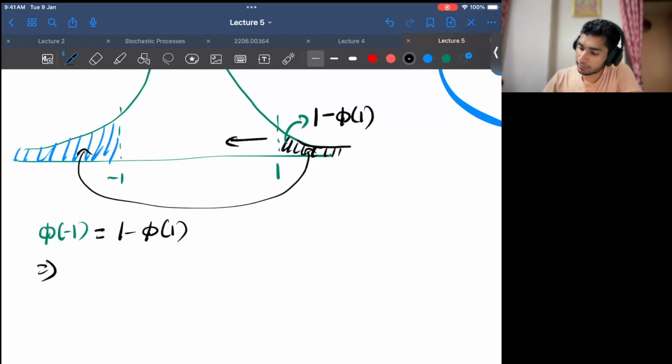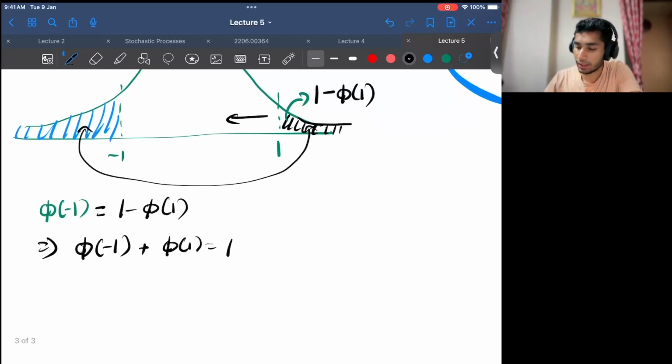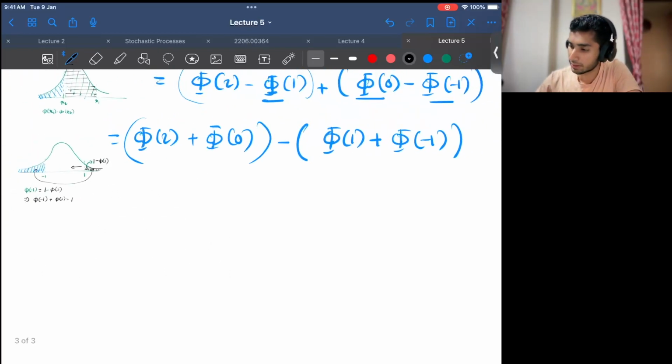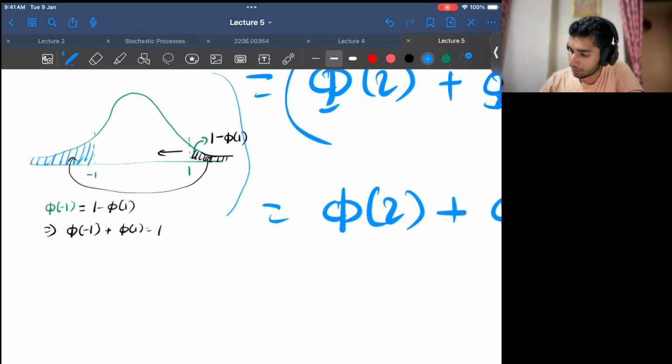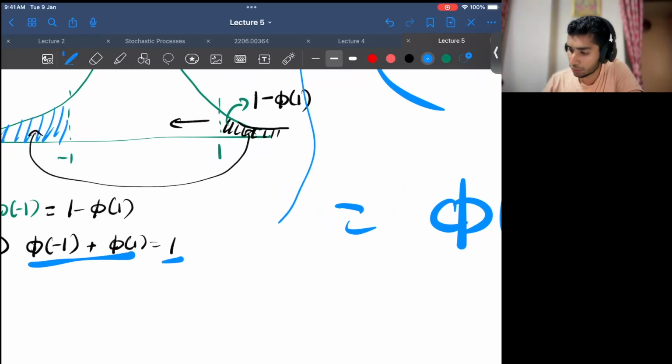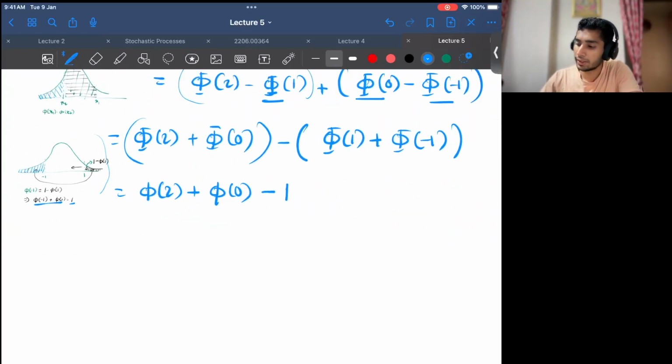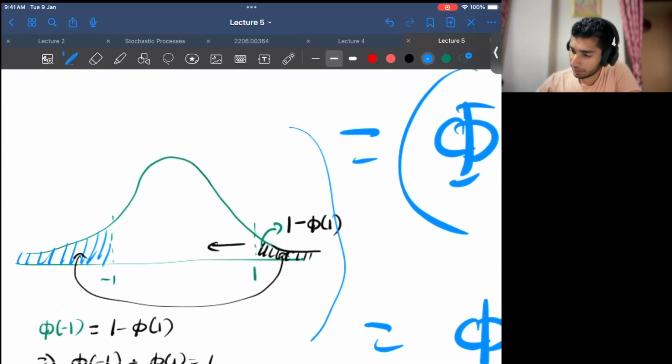And hence I can see that phi of minus 1 plus phi of 1 is equal to 1. Okay, and this is what I will use in this equation in my calculation. This is equal to phi of 2 plus phi of 0 minus, we just saw that phi of minus 1 plus phi of 1 is equal to 1, so minus 1. Now again, do I know what phi of 0 is? Well, maybe I'll explain it in the same figure. This is your 0, right?